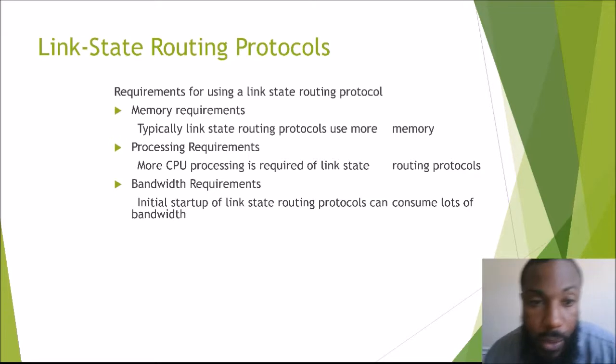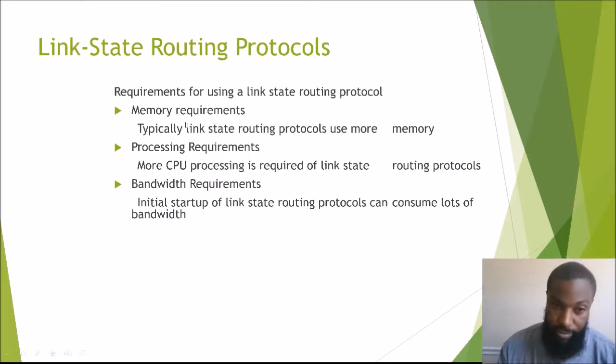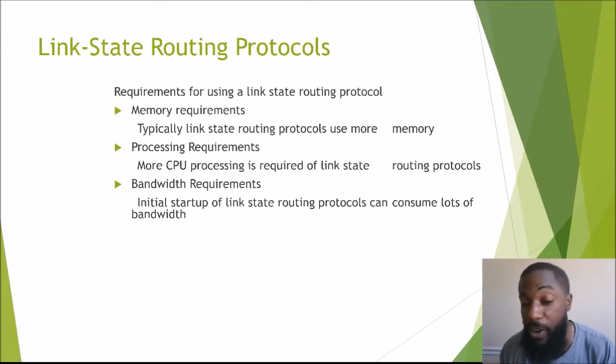So the requirements for a link state routing protocol: it uses memory, right? It uses more CPU power, and for bandwidth, the initial startup of a link state router can consume lots of bandwidth. So that's why you want to pick the router with the best or fastest CPU, because it does a lot of mathematical computations. That's what a CPU does, right? It's a central processing unit. It does all of these computations to figure out the best way. It could take a lot of processing power on your router if you were running these routing protocols. However, it'll figure out the best way for you.